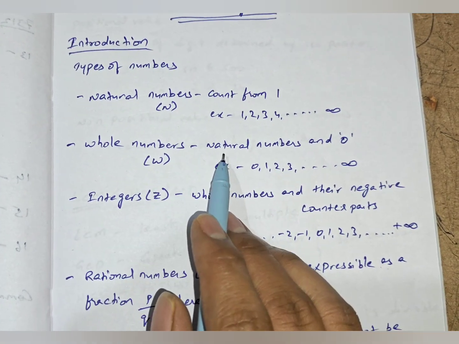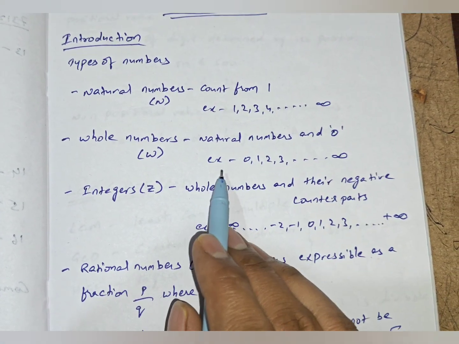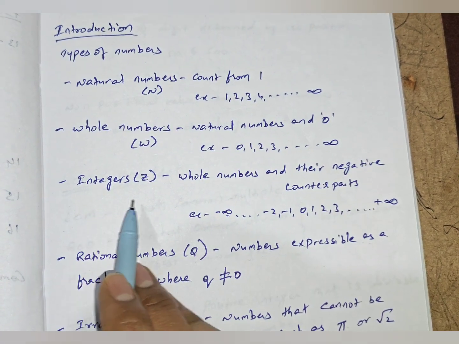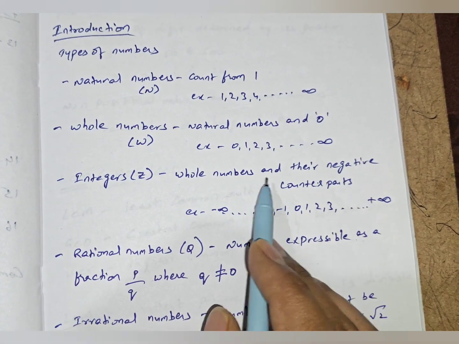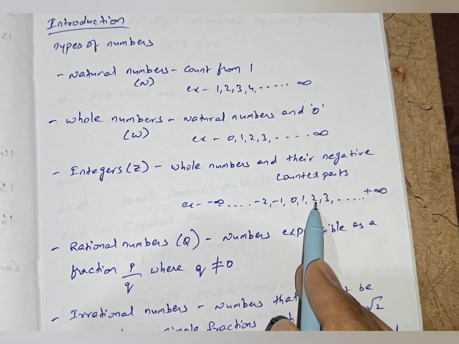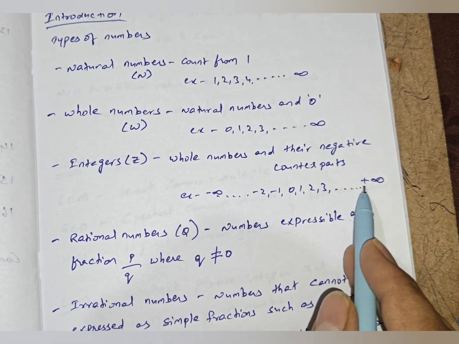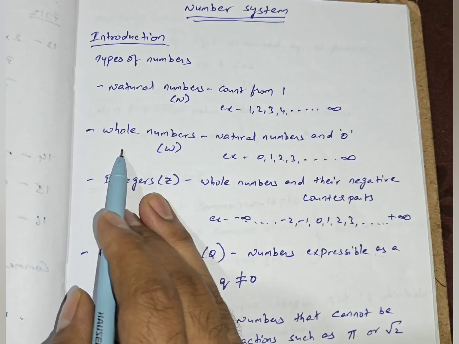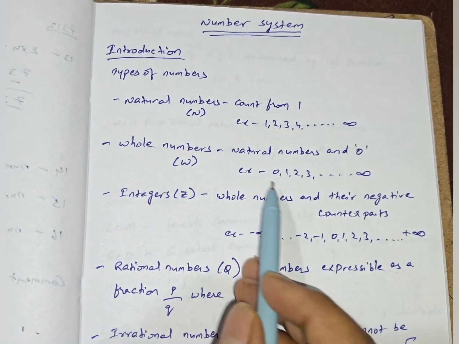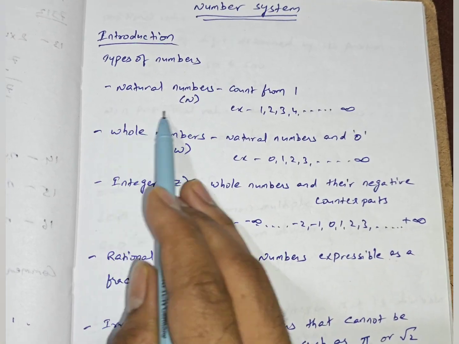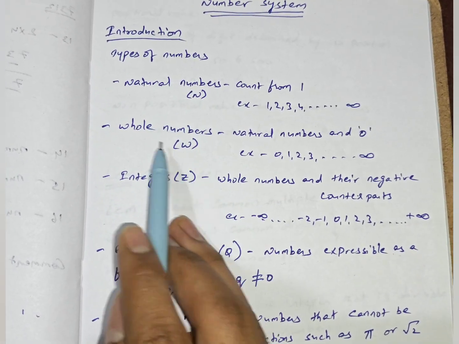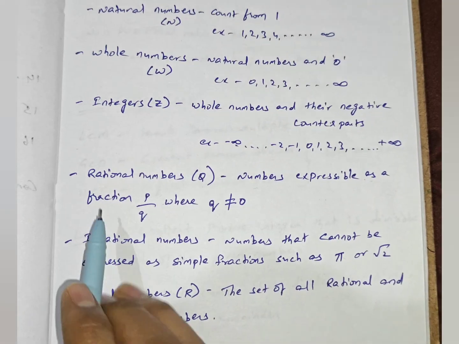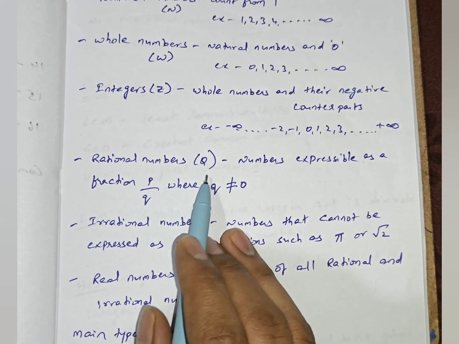Whole numbers are natural numbers plus 0, so they start from 0 and go 1, 2, 3, and so on. Integers are the whole numbers and their negative counterparts, like 1 and minus 1, 2 and minus 2, 3 and minus 3, and so on up to positive infinity and negative infinity, including 0. Each set of numbers is represented by a letter: N for natural numbers, W for whole numbers, Z for integers, and so on. Next is rational numbers, which is represented by Q.